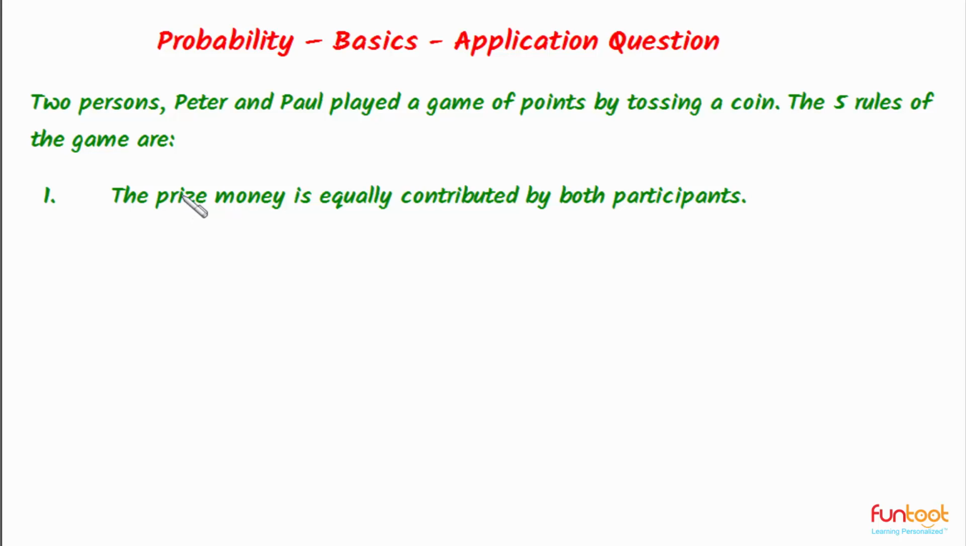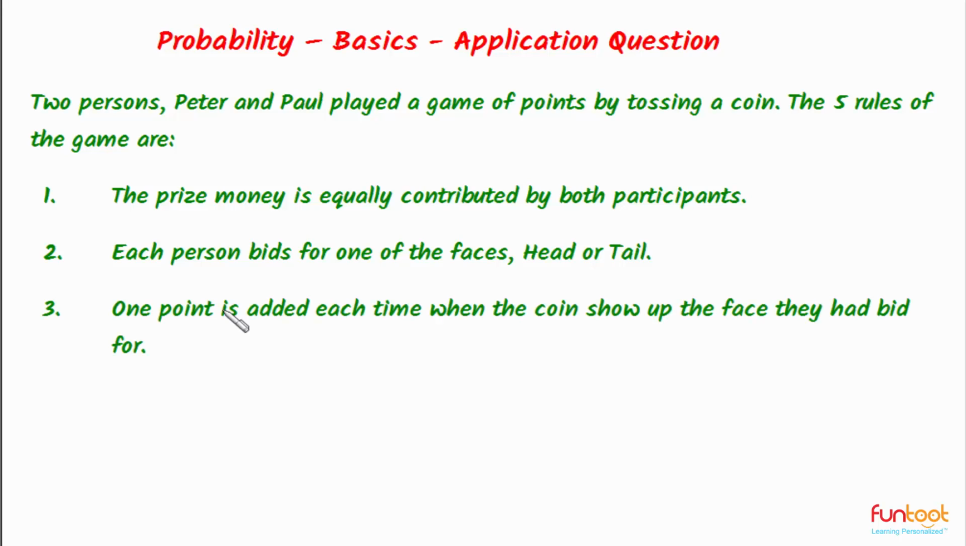First rule is, prize money is equally contributed by both participants. Second rule is, each person bids for one of the faces, head or tail. Third point is, 1 point is added each time when the coin shows up the face they had bid for.